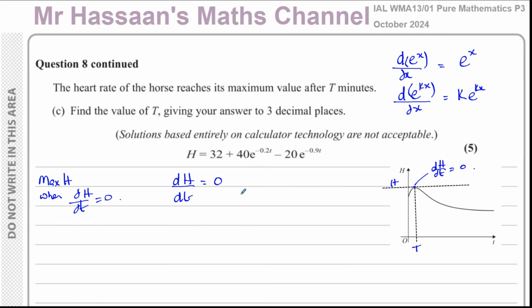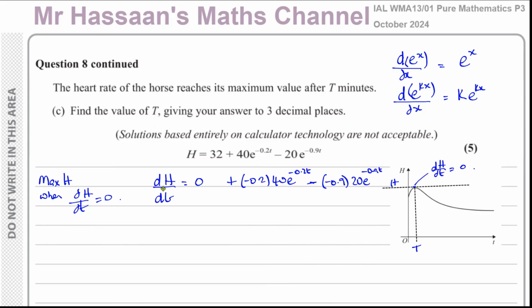So in this case, we're going to do the same thing. We've got plus, and this is the function inside the function. This thing won't change. It will stay as 40 times e to the power of negative 0.2t. But we have to multiply by negative 0.2, the differential of what's inside the function. And that's times 40 e to the power of negative 0.2t. Similarly, you've got minus, and you're going to have the differential of what's inside the function, which is negative 0.9 times 20 e to the power of negative 0.9t.